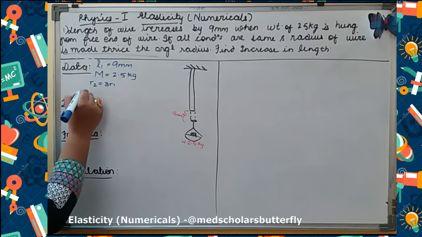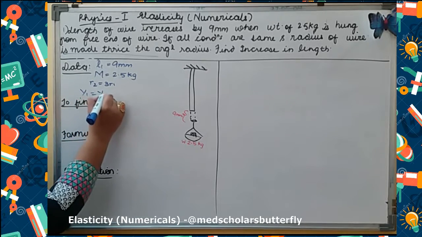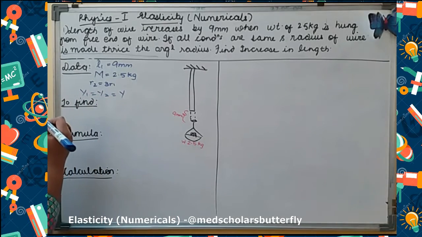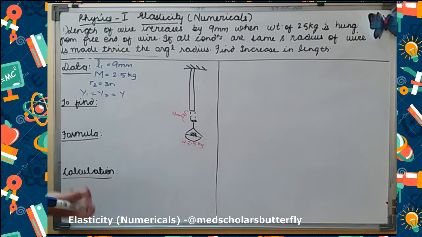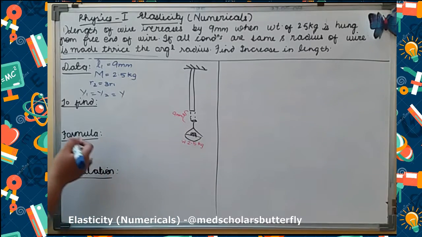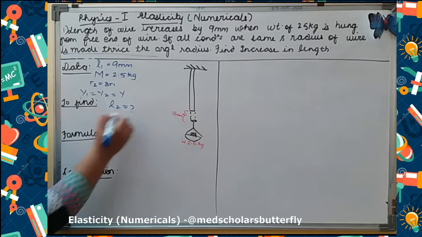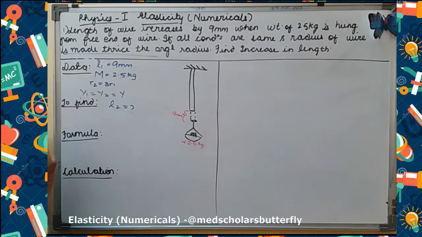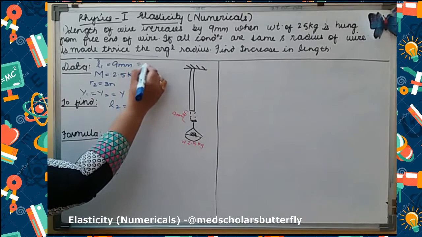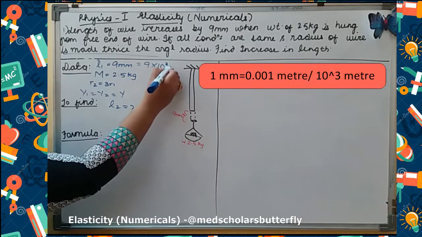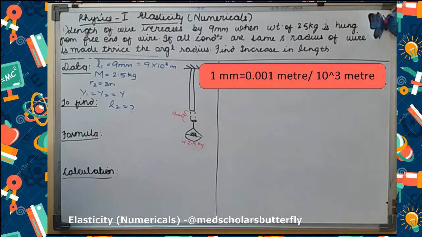Conditions are the same. That means Young's modulus is also the same. Before and after, the material is the same, the wire is the same, the condition is the same. So we have to find the second length increase. But first we will convert this millimeter into meter. Just multiply it by 10 raised to minus 3 and it will get converted into meter.